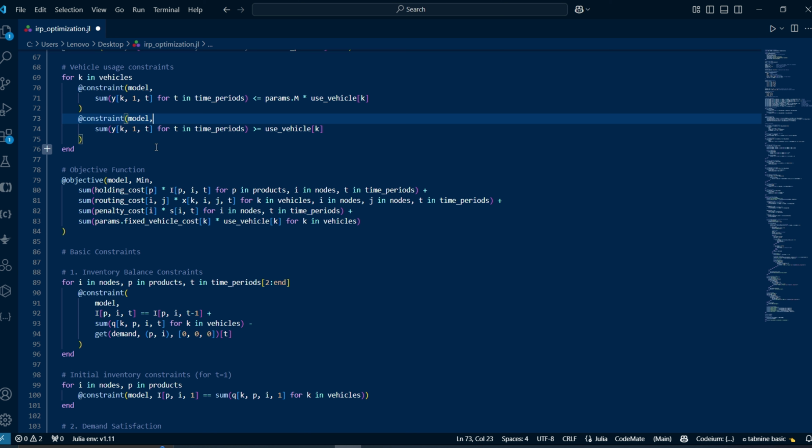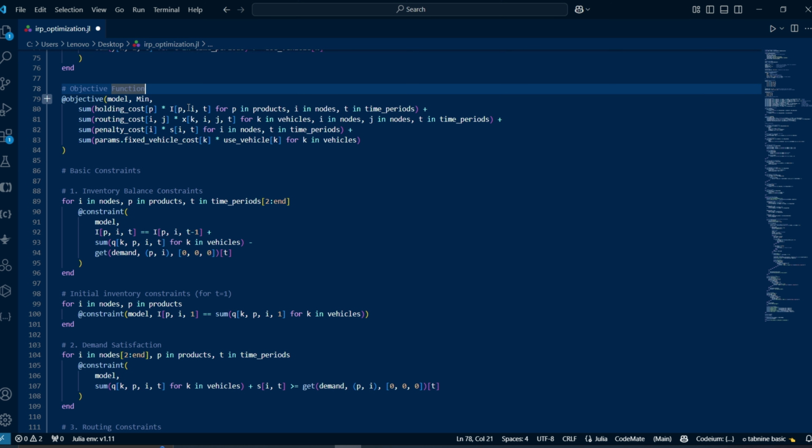And the second constraint ensures that if a vehicle is used, it must visit the depot at least once across all time periods. These constraints collectively control the activation of each vehicle.